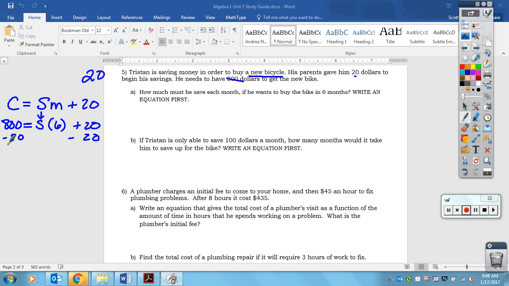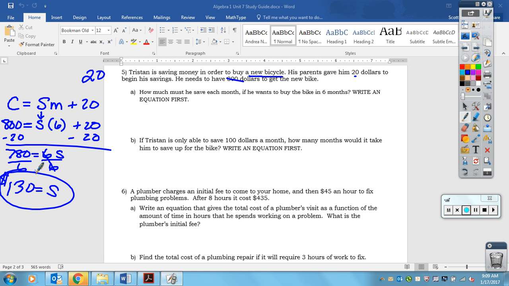Minus 20, minus 20, 780 equals S times 6, or really 6S. 6 times the amount of savings per month. Divided by 6, divided by 6. We get S is equal to $130.